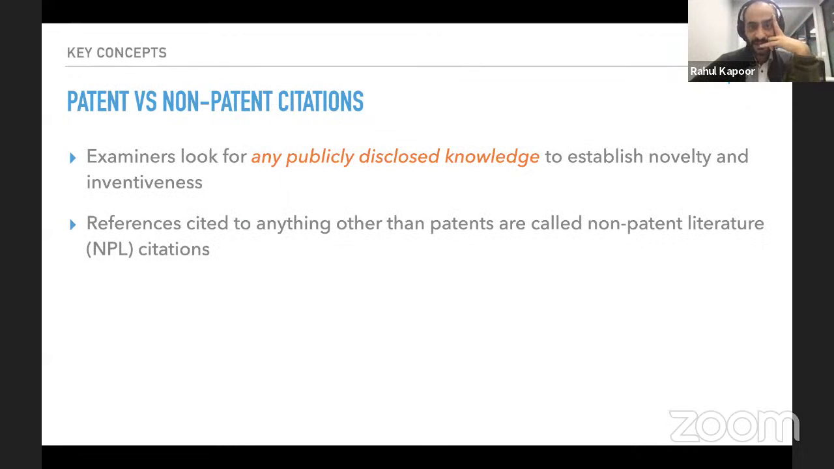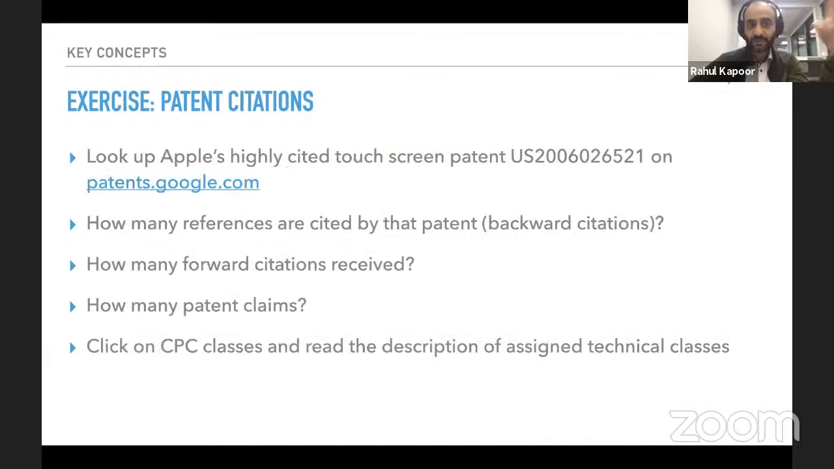Let's skip this section, but let's do this exercise. So here is Apple's very highly cited patent. Just search it on Google Patents or google.com. The number is out there on your screen. And let me know how many references there are, backward citations and forward citations.